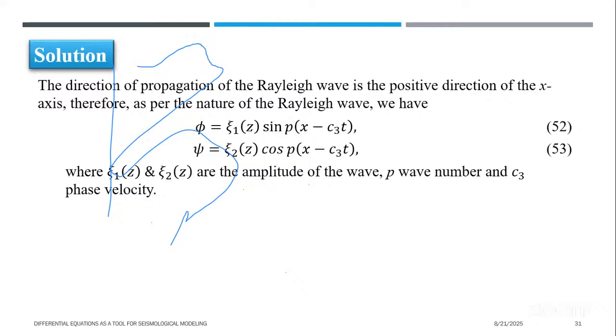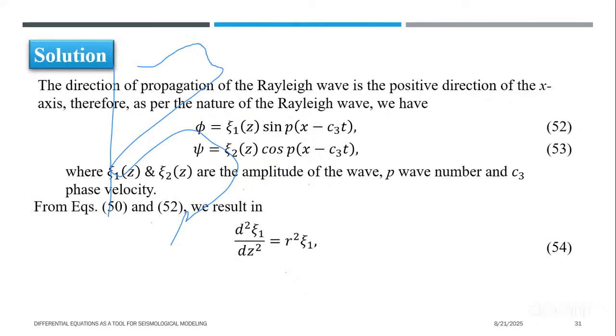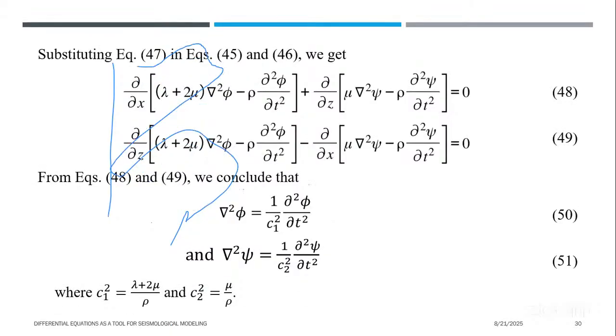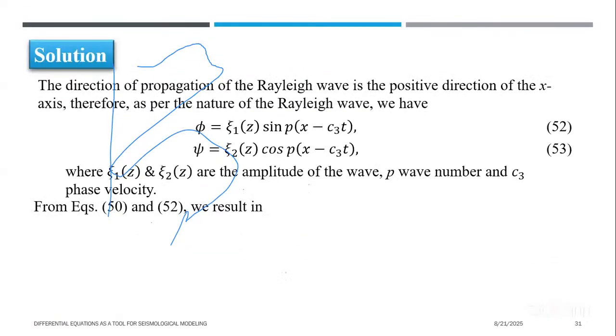Now P is a wave number and C3 is the phase velocity. Now, to solve this, we substitute this into equations 50 and 51. For solving 50 and 51, we have assumed the solution like this because of the nature of the Rayleigh wave. It's progressive, it's harmonic, and it has two components, and those components are perpendicular to each other.